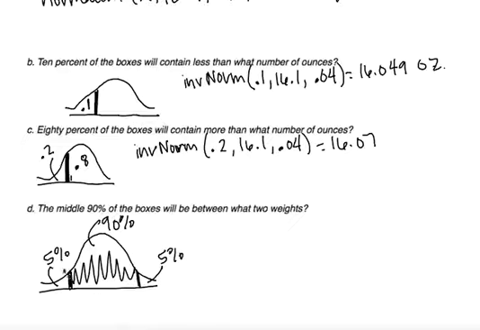Alright, so what you can do is you're going to split this up and actually do two different steps on your calculator. So you're going to find inverse normal when you do this area as being 0.05. So this area, with your mean at 16.1, your standard deviation still at 0.04.